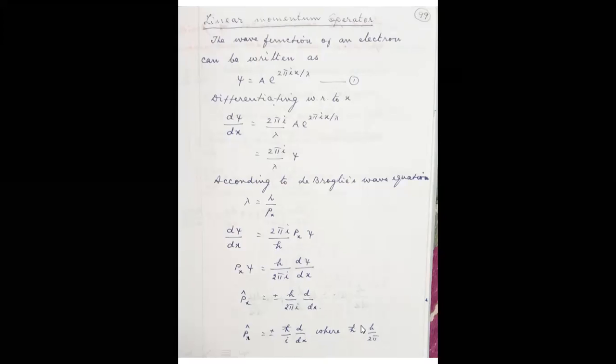The h by 2 pi can also be written as h cross. So it is h cross by I d by dx. This is the linear momentum operator. So linear momentum operator is h by 2 pi I d by dx. This is the linear momentum operator.